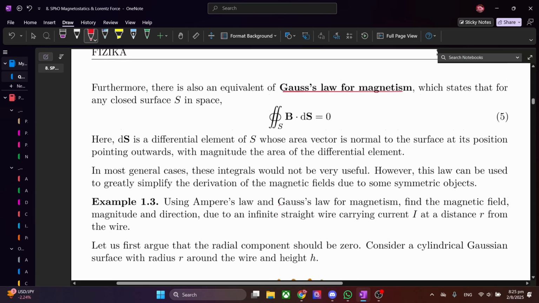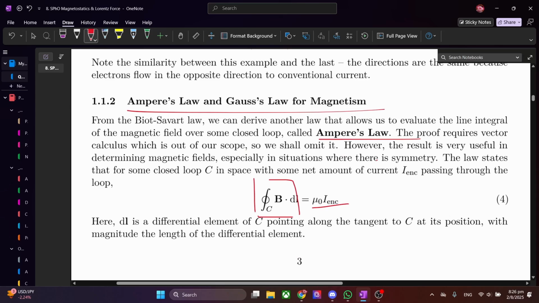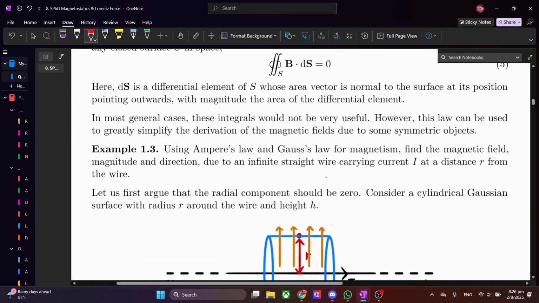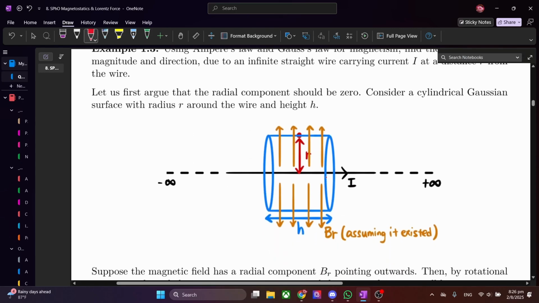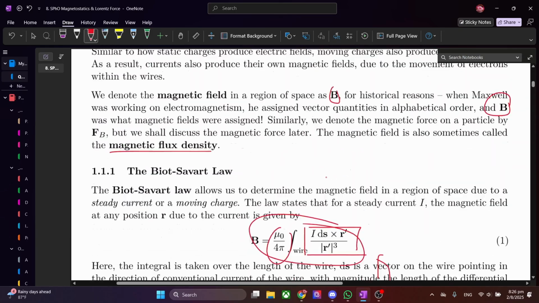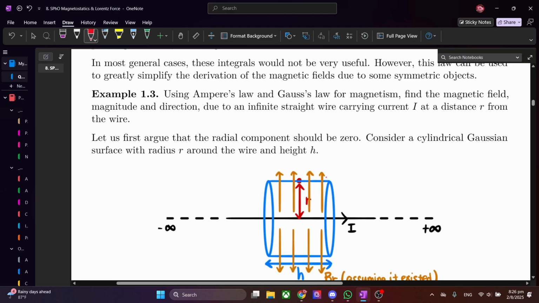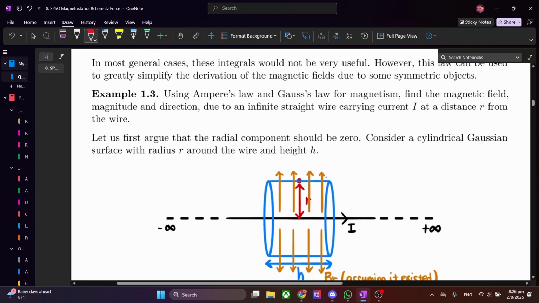So those are the two laws that I have mentioned, and they can be quite useful in symmetric situations if you need to calculate the magnetic field without using Biot-Savart's law, which can get really annoying. Let's try to illustrate with an example again. I'm going to use the exact same example as just now, but instead of using Biot-Savart law, we want to use both these laws to calculate without any integration.